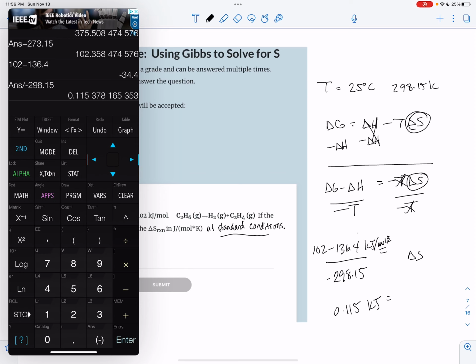That unit right now is kilojoules per mole Kelvin. And most of the time my S should be in joules. So I'm just going to multiply that by 1,000. In 1 kilojoule, there's 1,000 joules. And so that's going to give me 115 joules per mole Kelvin.